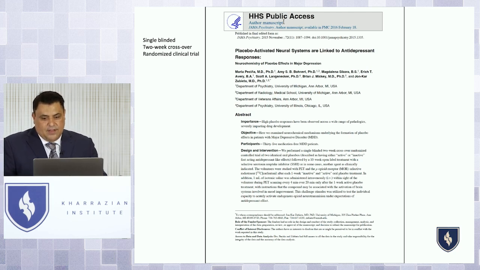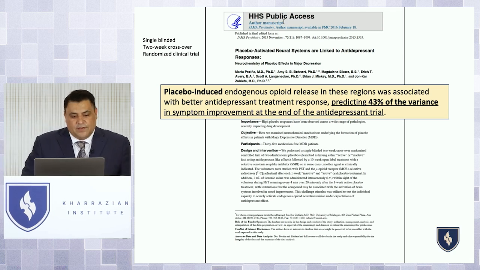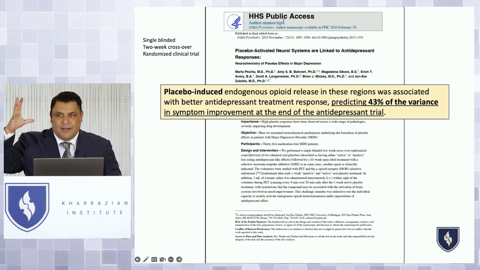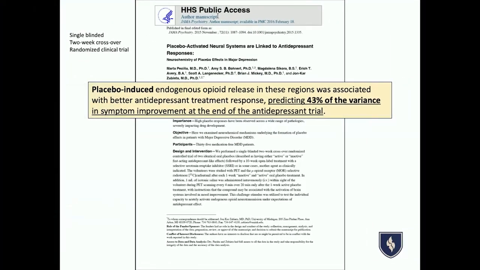And then when they were done, what they looked at was, was there a really big difference between taking an antidepressant or taking a placebo? And they found out that the placebo effect was really accounting for a significant impact of the outcomes. So they go on to put in the conclusion of their study, placebo-induced endogenous opioid release in the regions was associated with better antidepressant treatment response, meaning that when they looked at the brain, people thought they were taking something, placebo effect, their brain lit up, their opioid receptor system lit up, and it was actually more effective in the study than the antidepressant.